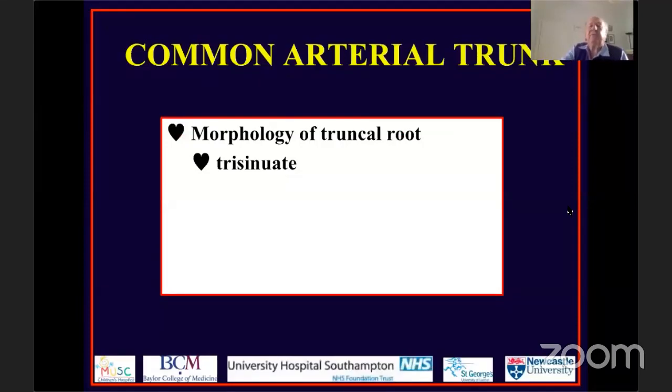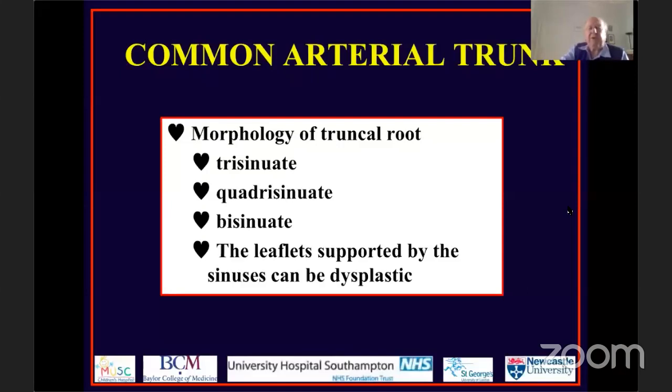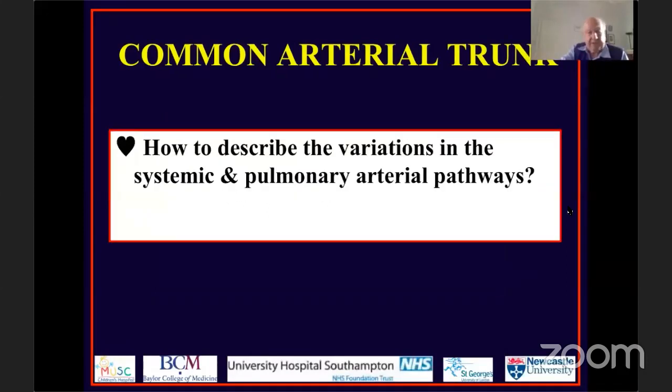So what about the truncal root itself? In most instances, the truncal root is trisinuate. It has 3 sinuses and 3 valvar leaflets. It can also be quadrisinuate with 4 leaflets, and indeed, that is what we might expect by the undivided trunk. It can also be bisinuate, and the leaflets themselves can be dysplastic.